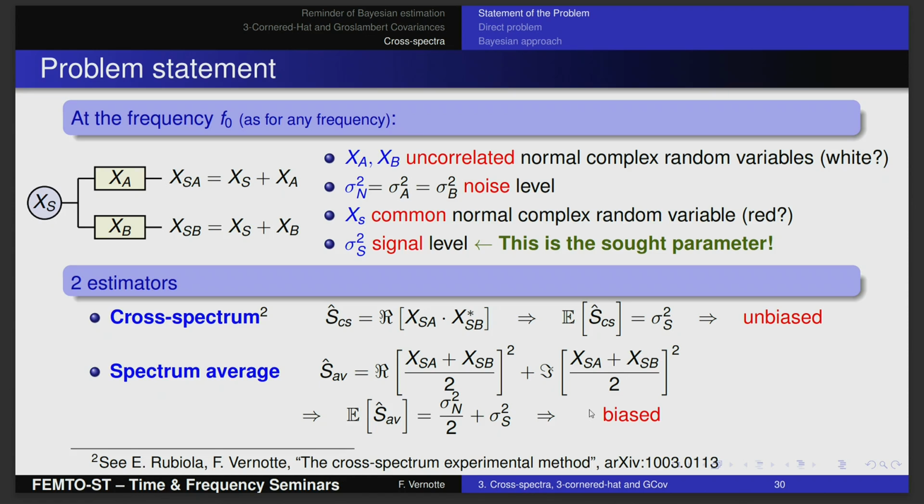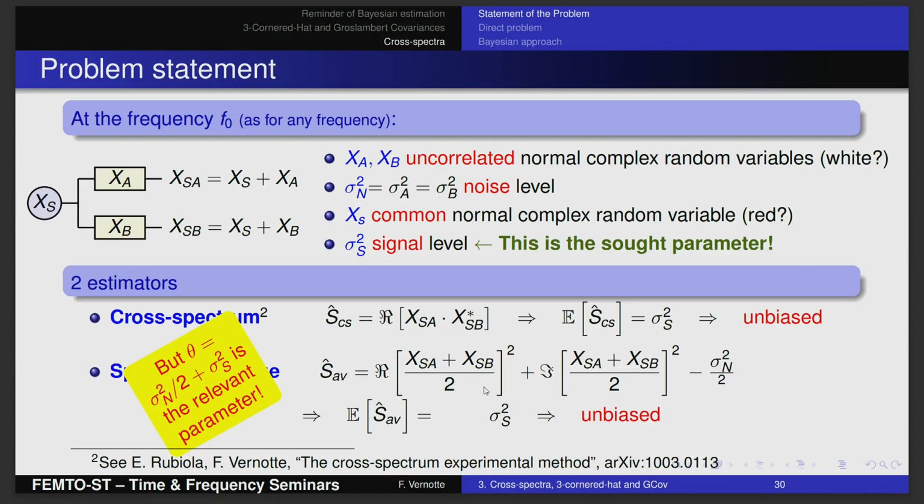But it's relatively easy to unbias this estimator, because you just have to subtract half the variance of the noise. But you need to know what the noise level is. If you know the noise level, you can have an unbiased estimate, which is here. Okay.